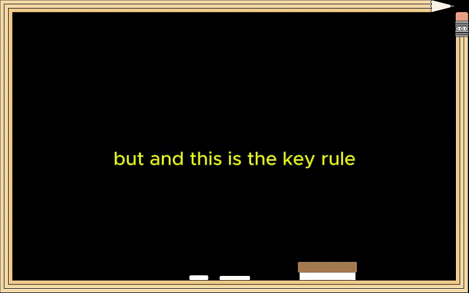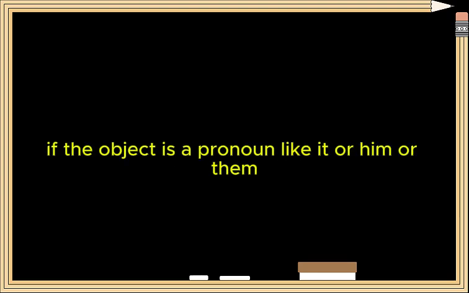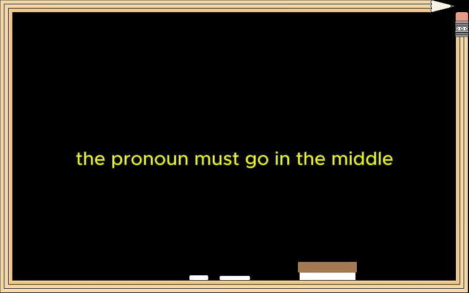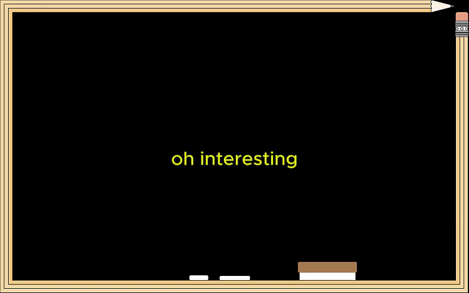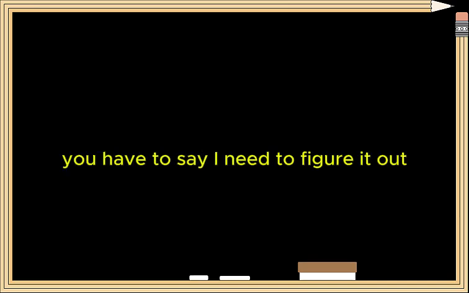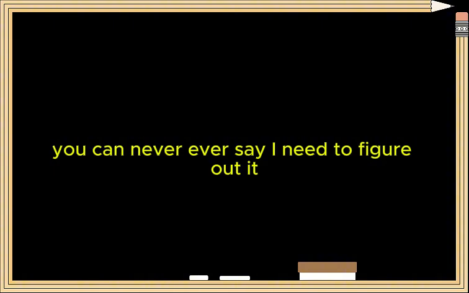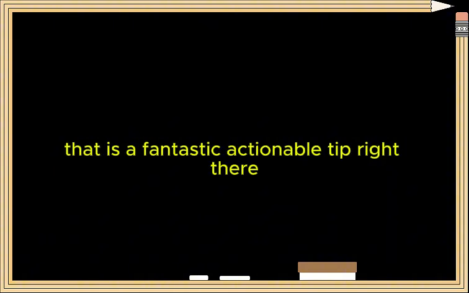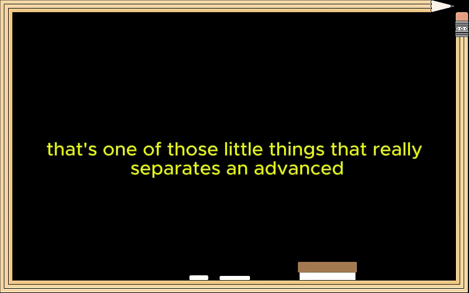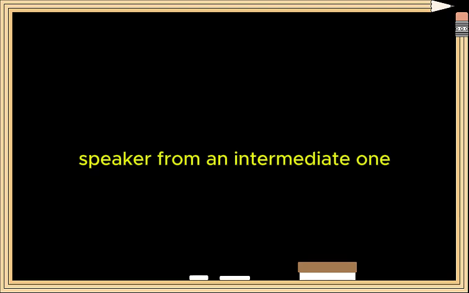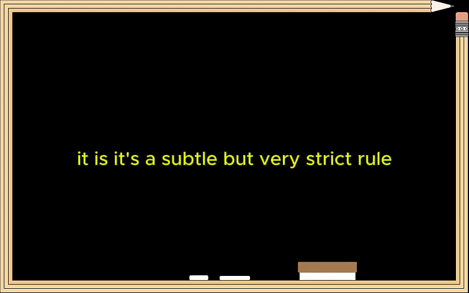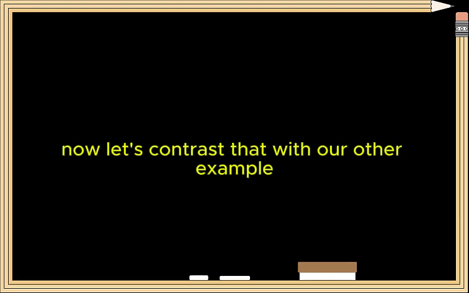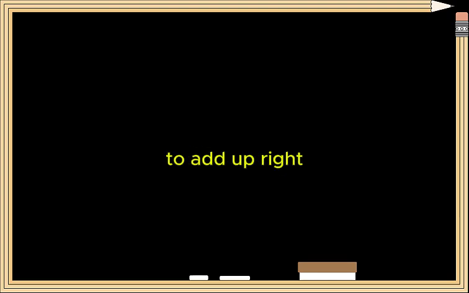You do. But, and this is the key rule, if the object is a pronoun, like it, or him, or them, the pronoun must go in the middle. Oh, interesting. You have to say, I need to figure it out. You can never, ever say, I need to figure out it. That is a fantastic, actionable tip right there. That's one of those little things that really separates an advanced speaker from an intermediate one. It is. It's a subtle but very strict rule. Now let's contrast that with our other example, to add up.